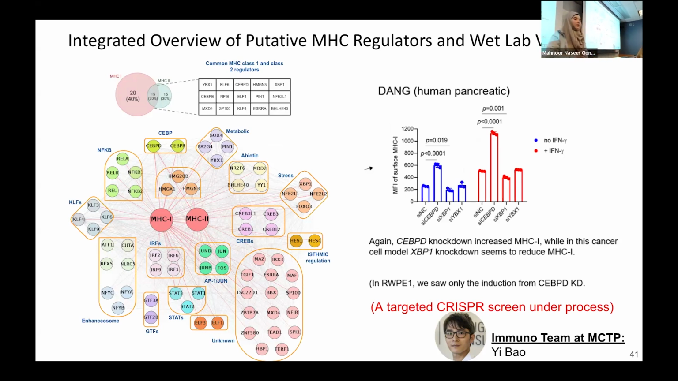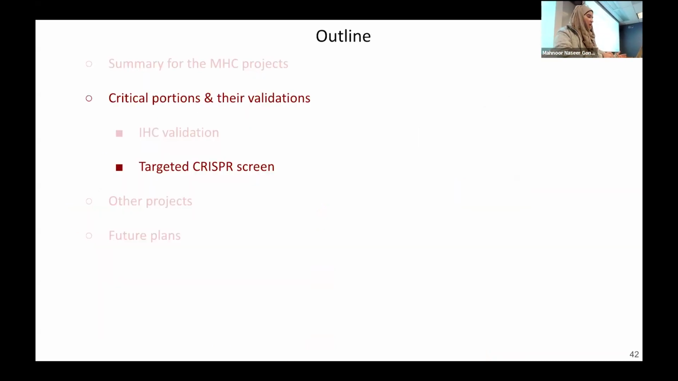So the immuno team at MCTP, which is the Michigan Center for Translational Pathology, Yibao, did a targeted CRISPR screen for us. So MHC class 1 CRISPR screens have already been done in literature at least 5 different times. But what they have done is that they did this CRISPR screen across all genes and then nominated their transcription factors or their genes. We have a much more targeted approach.